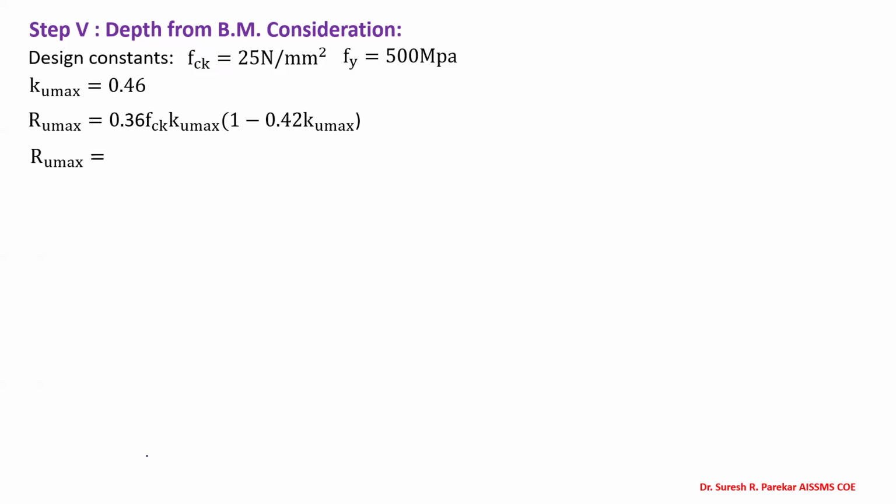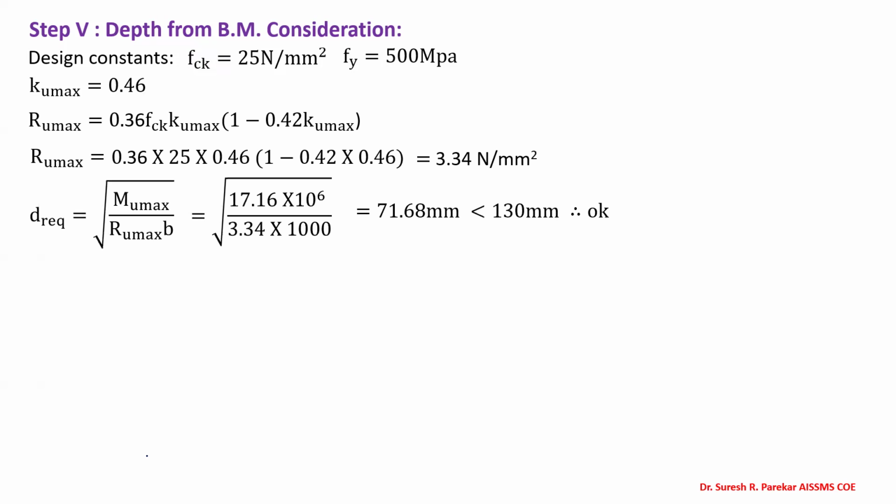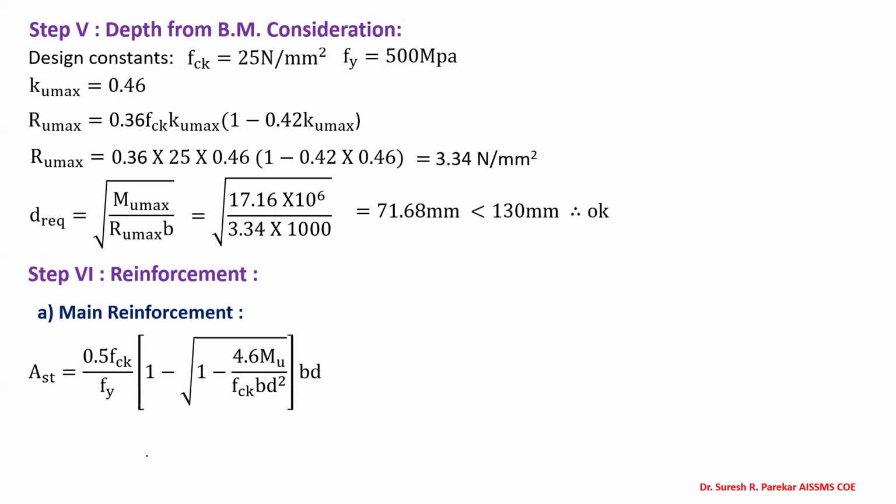Then check depth for bending moment consideration. Then we have design constants, FCK, and then we have Fy 500. So these two values are given. So always check this. This is most important. We have given 500, yes. And then we can have Ku max as 0.46, Ru max calculated 3.34. So D required we have 171.68, less than 130 mm. Therefore, okay.